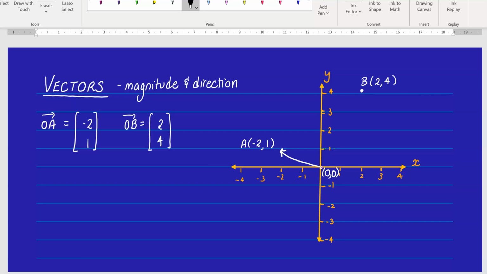So if I want to find my vector OA, it's going from the origin to the point here. This is what we call the position vector. And we get this by saying A take O. So -2 take 0 gives me the -2. 1 take 0, of course, is 1.